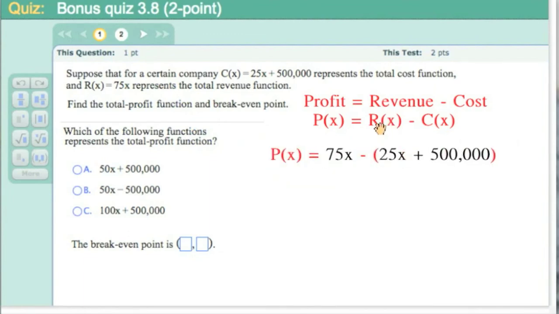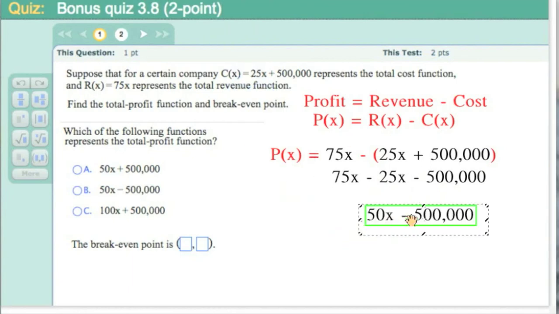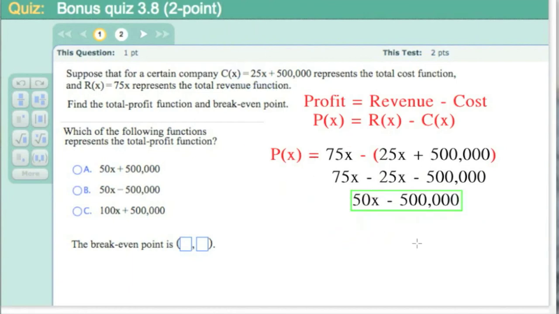First substitution is easy. R of X is equal to this. And then it says subtract all of the cost function. So I have minus parentheses here, and you know that that's a sign changer. When we do that, we end up with this. Notice that the plus 500,000 now becomes a minus 500,000. And we have like terms here. We are driving for simplest form, so we combine them, and there is our profit function.